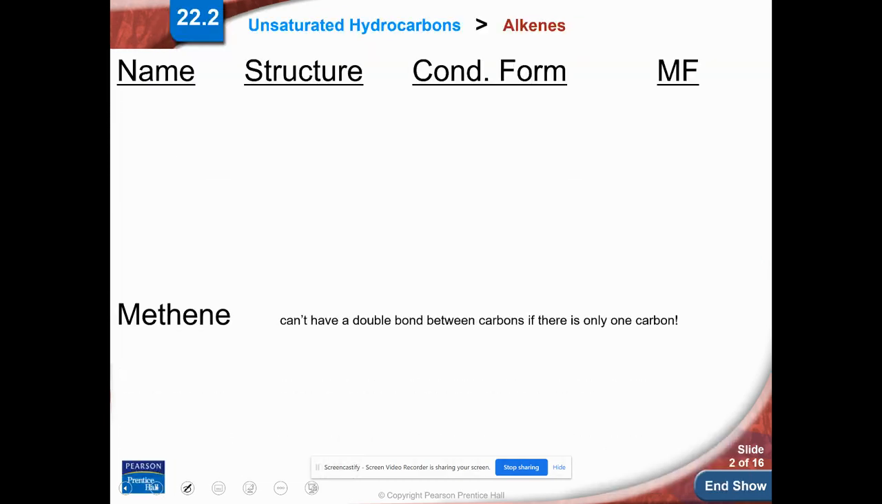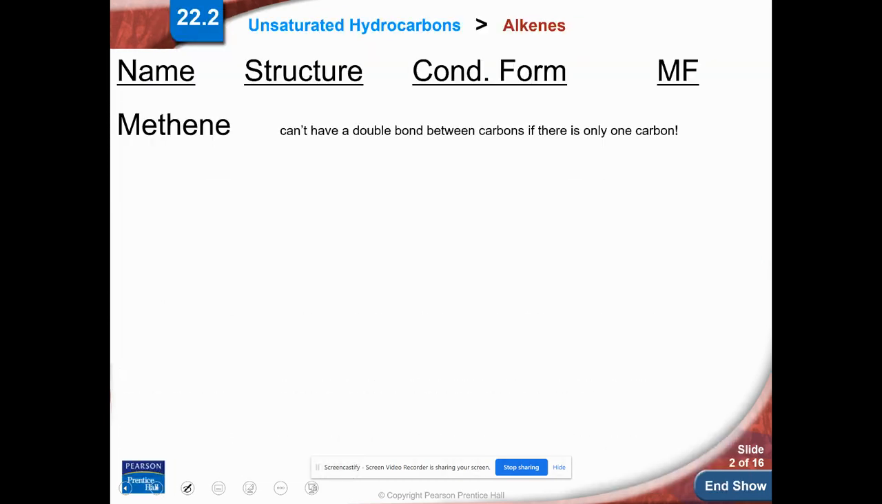All right, so here I have the name. I have methene. Can't do that. I can't have a double bond with only one carbon. There's got to be two carbon bonds, right? Because remember, hydrogen can only make one bond. So there's no methene. So now we have our first one, ethene, which is the example they give you on table Q, right? So the prefix eth means two carbons with a double bond.